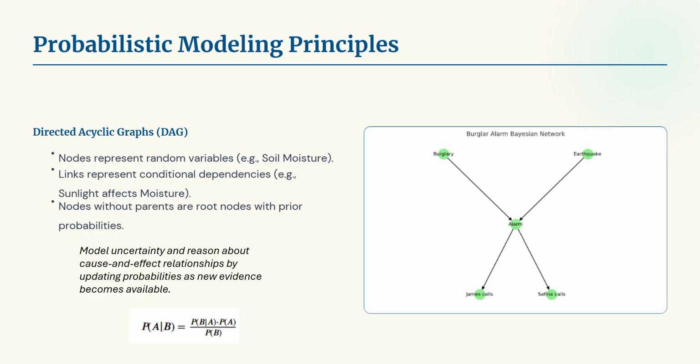At the heart of our system is a directed acyclic graph, or DAG. In this graph, nodes represent a random variable. The links or the edges between these nodes represent conditional dependency. For example, the amount of sunlight and the level of water directly affect the soil moisture. Nodes without parents are root nodes, which are initialized with prior probabilities. By updating these probabilities as new evidence or sensor data becomes available, the network allows us to model uncertainty and reason dynamically about cause and effect relationships.